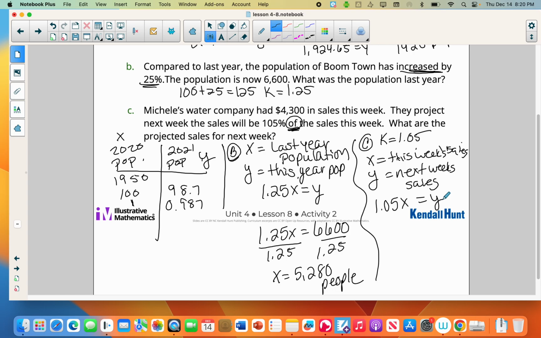Now we know this week was 4,300. So I'm going to do 1.05 times 4,300 to get my y value. And 4,300 times 1.05 is going to give me $4,515 projected for next week.